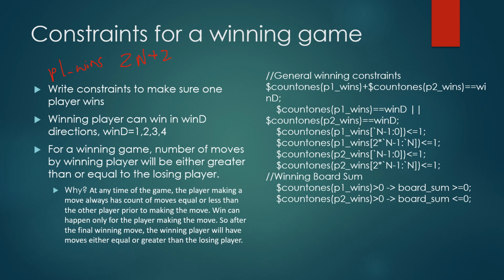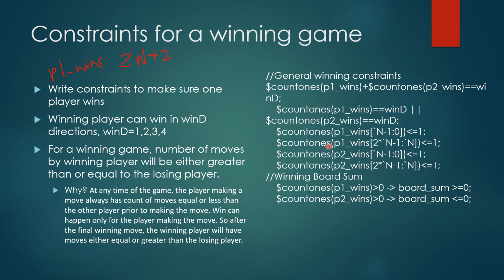So the first constraint we have to write is to make sure only one player wins. And this is the constraint that does it. So count ones, P1 wins equal to win. That player can win in different directions, but either they have to come from P1 wins or they have to come from P2 wins. And this constraint basically makes sure that there are no two winners.